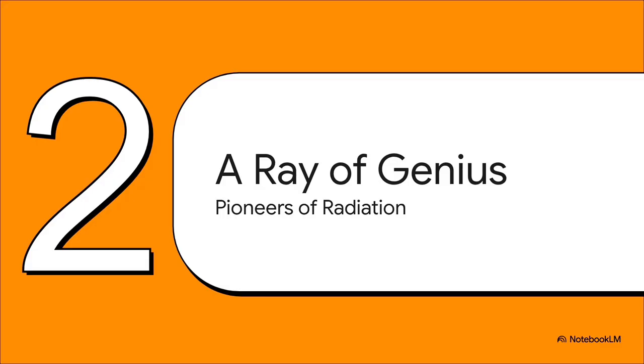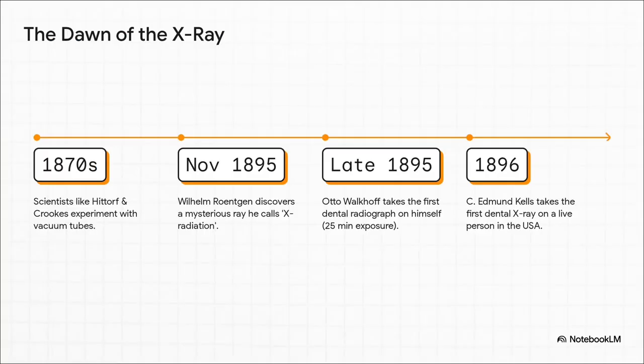So how did we get this incredible power to see inside ourselves? Well, it wasn't just one eureka moment. It was actually this rapid-fire series of breakthroughs from some brilliant and, as you'll see, very brave pioneers. So our story kicks off in the 1870s, with scientists fooling around with these glowing vacuum tubes. Then, bam, November 8th, 1895, a guy named Wilhelm Röntgen discovers a mysterious new kind of ray. He had no idea what it was, so he called it X radiation. The X literally stood for unknown.